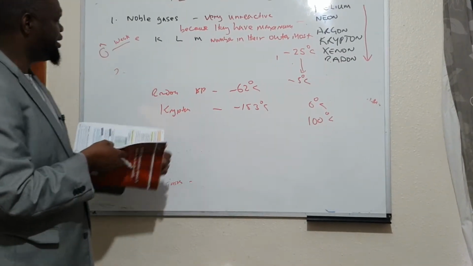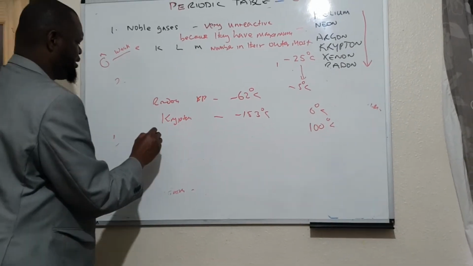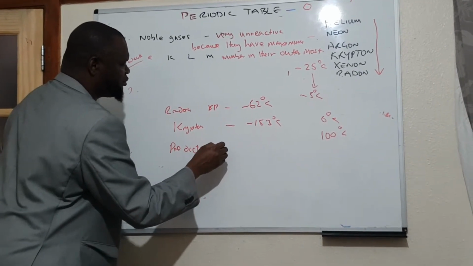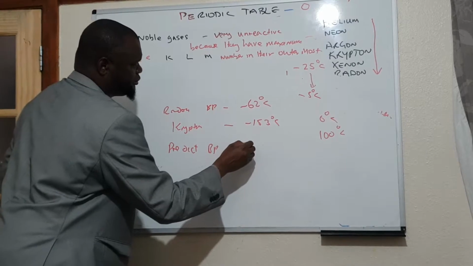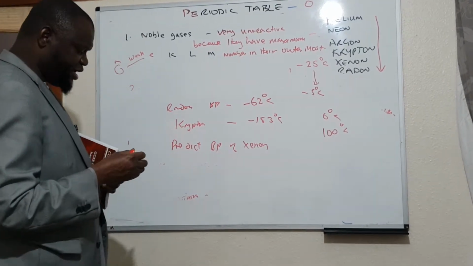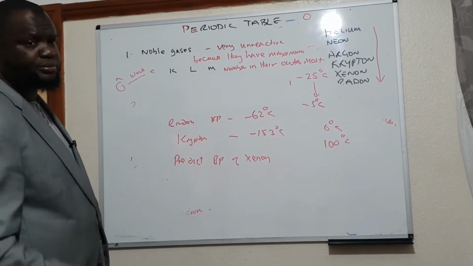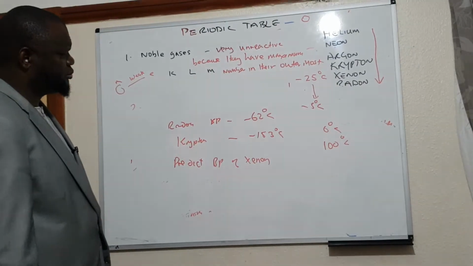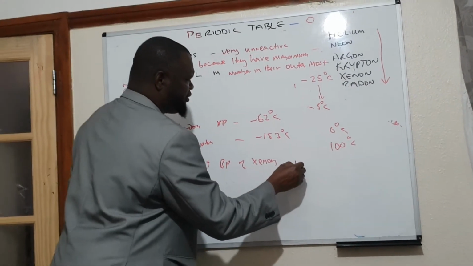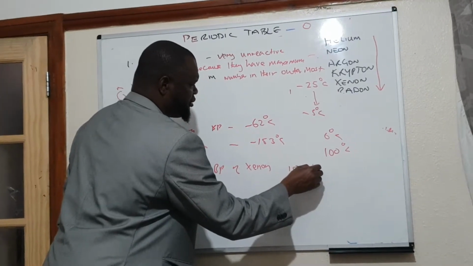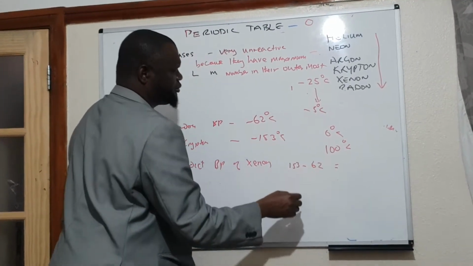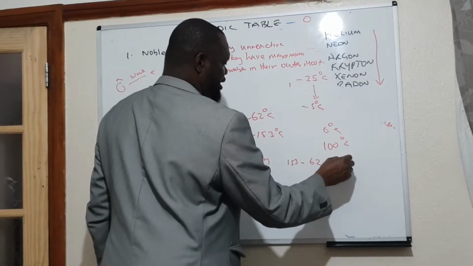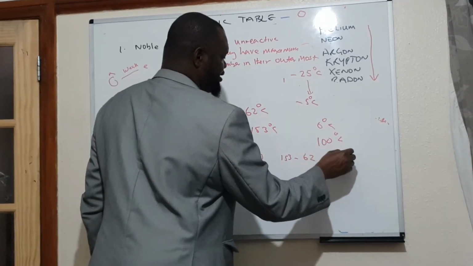So the exam question said, predict the boiling point of xenon. What do you think? I think I'd subtract them from each other, 153 minus 62. You subtract the two, 153 minus 62. That would be 91, minus 91 degrees centigrade.